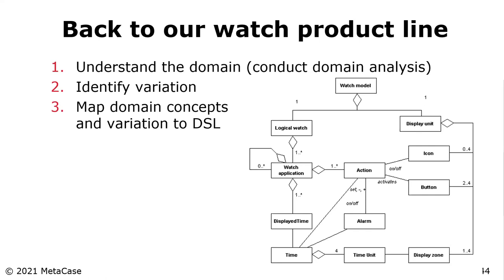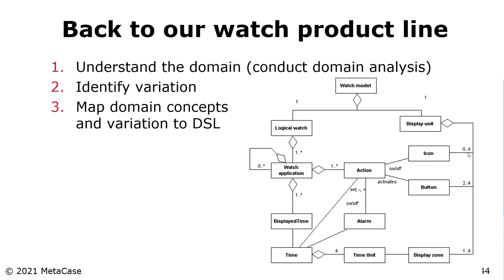And usually we then also create some kind of abstract conceptual model or data model of what the domain looks like. So in our case of the digital wristwatch, we could create this kind of a domain model where we say that within a product line of digital wristwatches, every single watch product consists of one logical watch and one display unit.